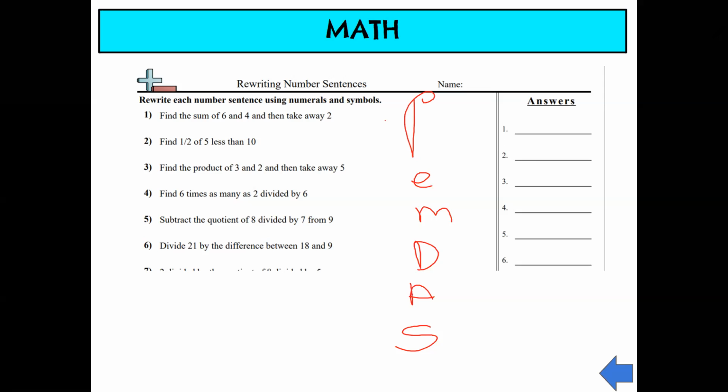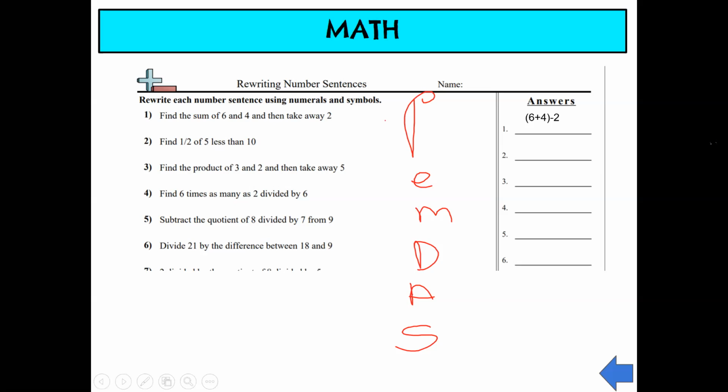So that numerical expression would look like this: parentheses, 6 plus 4, close parentheses, minus 2. Those parentheses tell me that I have to add 6 plus 4 first, and then I would take away, or minus, or subtract 2, okay?